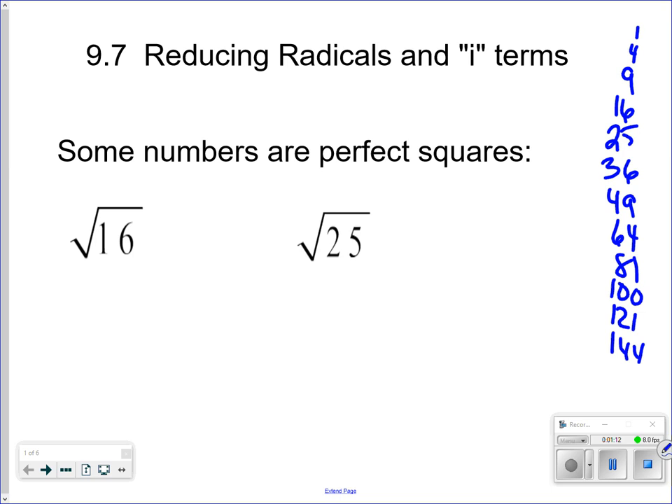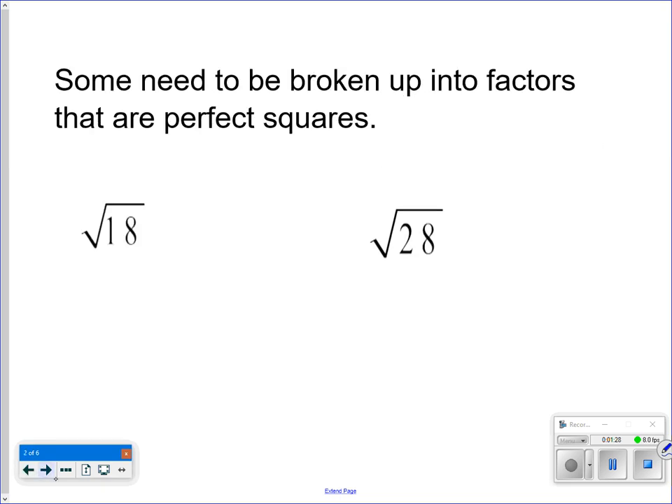First one, square root of 16. What does 16 come from? 4. Done. Square root of 25. What does 25 come from? 5. Done. Some of them that you're going to see on your worksheet are going to be really, really easy to do, just like these two. Now, some of them are going to have to be broken up into factors, what multiplies together to give you these numbers, if you don't have a number that's on your perfect square list.